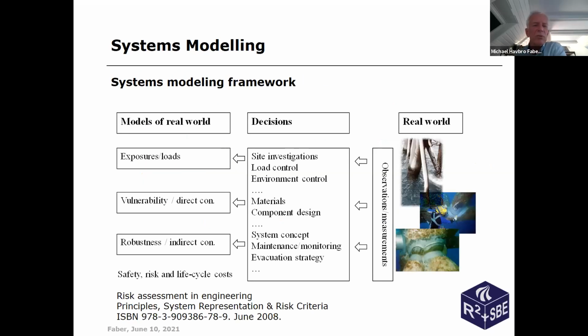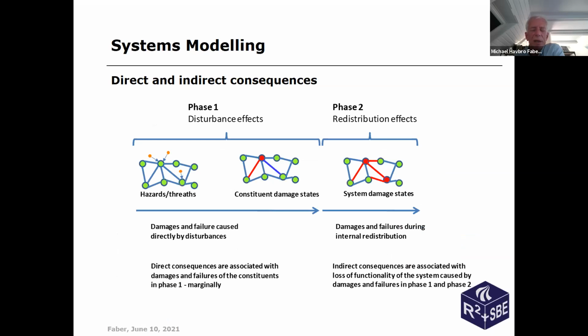So if you're looking at the system modeling framework, this is the one from the Joint Committee on Structural Safety. We have the real world on the right. We are observing the real world at, let's say, different levels in the modeling framework, at the level of exposure, vulnerability, and robustness. And we can make decisions in order to control the risks in the system at the exposure level, vulnerability level, and robustness level. So we can take actions which are controlling the risk at these three levels, and this is generally what we do.